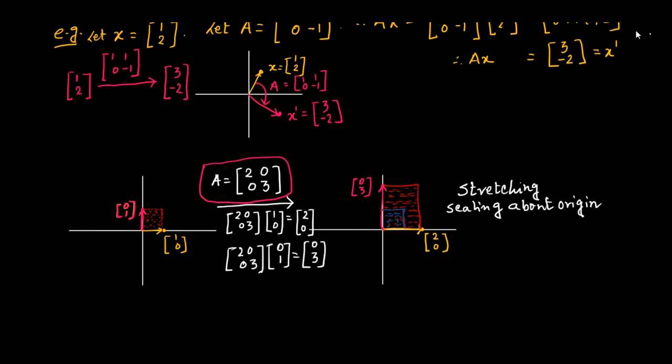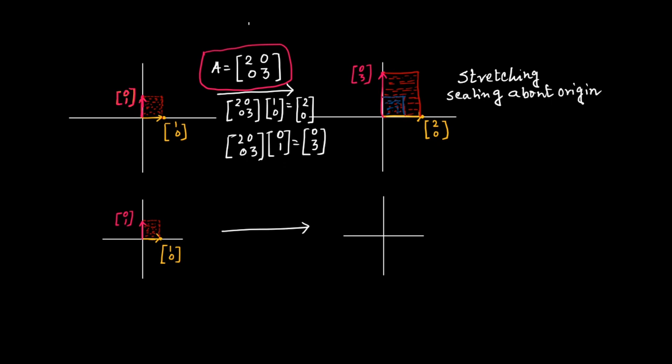Let us see a few more. Now let us consider the matrix A equals [[-1, 0], [0, -1]]. Let us see what happens when this matrix operates on the vector (1, 0). So [[-1, 0], [0, -1]] times (1, 0) will be equal to (-1, 0). So the yellow vector (1, 0) gets transformed to (-1, 0).